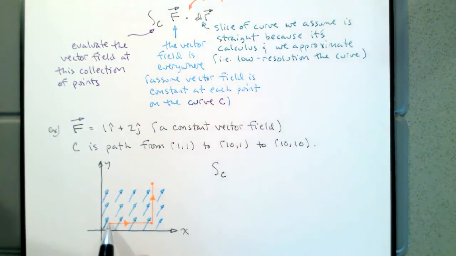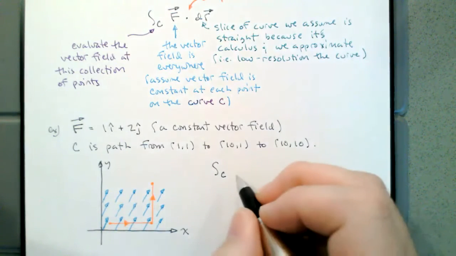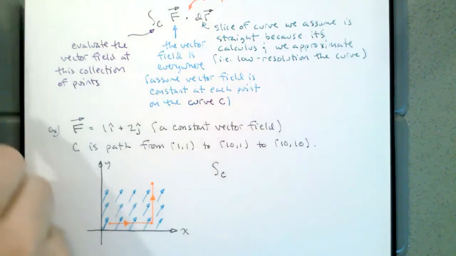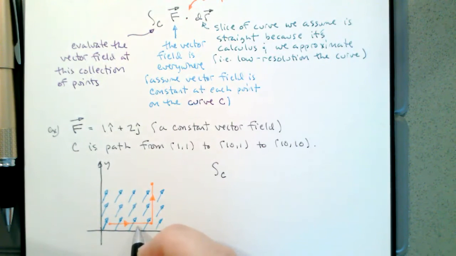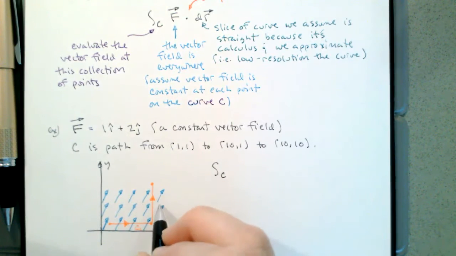So we want to calculate the integral along the oriented curve C. That's what we got. We start here at 1, 1, go to 10, 1, and then go from 10, 1 to 10, 10. So it is an oriented curve. I'm going to break it into parts. I'm going to call this first part of the curve C1 and the second part of the curve C2.